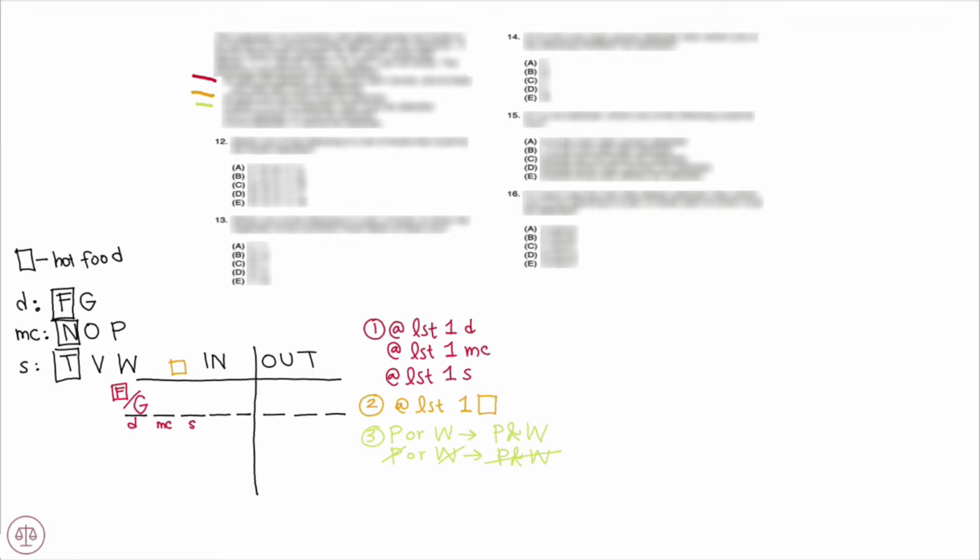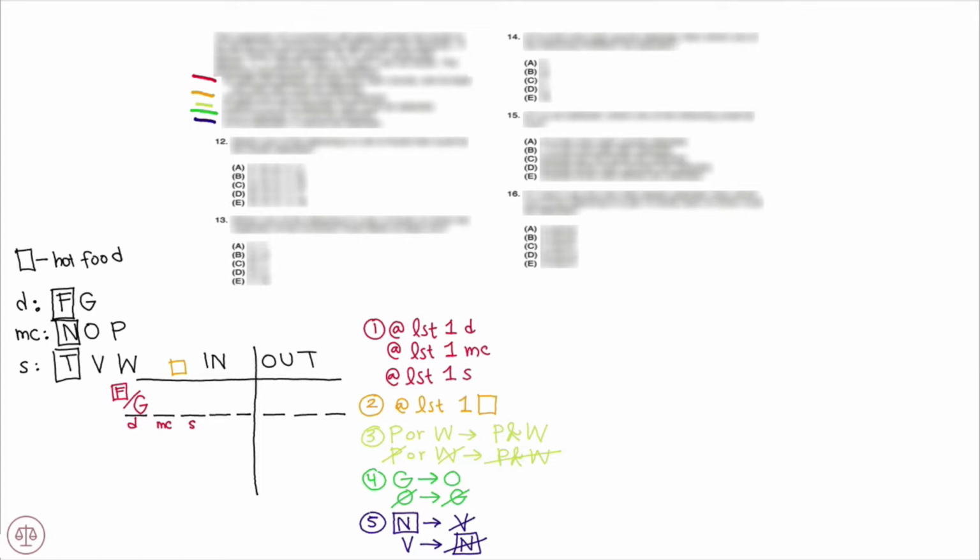Rule number 4: if G is selected, O must be selected. Contrapositive: if O is not selected, then G is not selected. And rule number 5: if N is selected, V cannot be selected. So if N is selected, and we know N is a hot food, then V cannot be selected. If V is selected, then N cannot be selected.